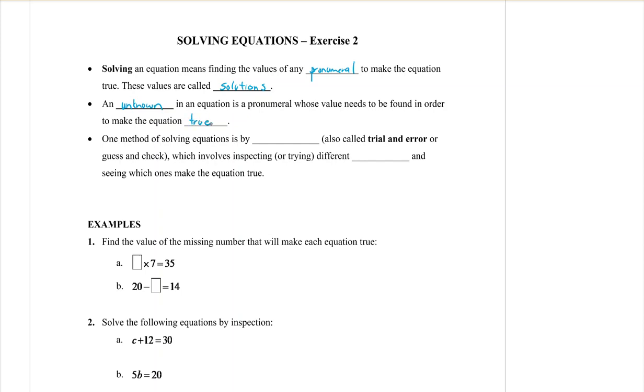Remember yesterday we talked about how some values, if we sub them in, make the equation true and some are not. They don't give the correct thing. So we're trying to solve to find the true solutions.